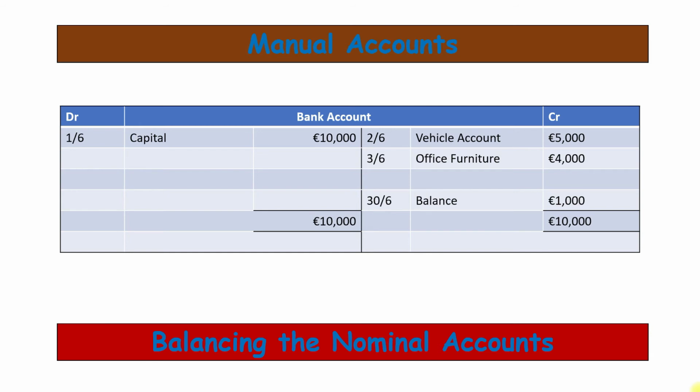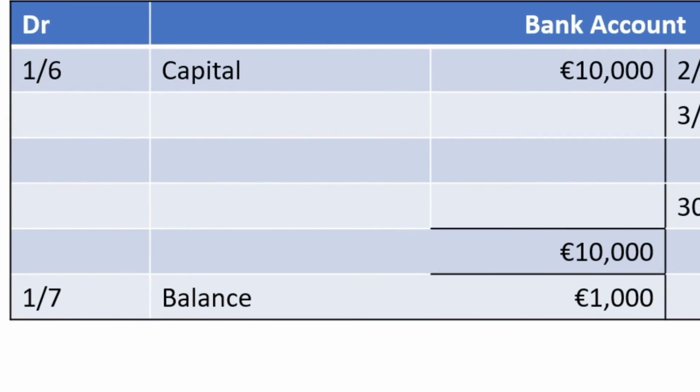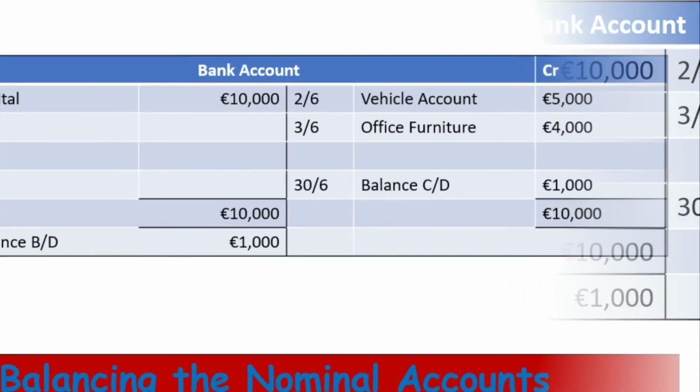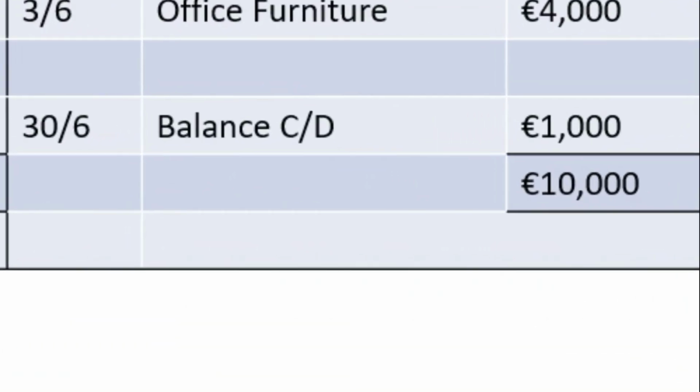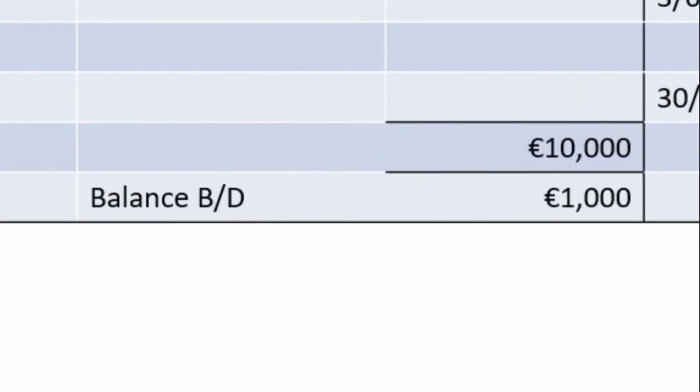It means that there is 1,000 at the start of the next month. This is shown by entering an opening balance on the debit side on the first day of the next month. The balance above the total line is known as the balance carried down or carried forward. The balance below the total line is known as the balance brought down or brought forward.